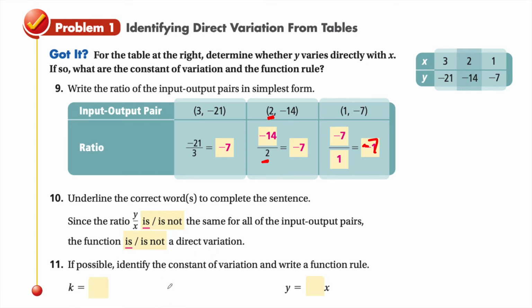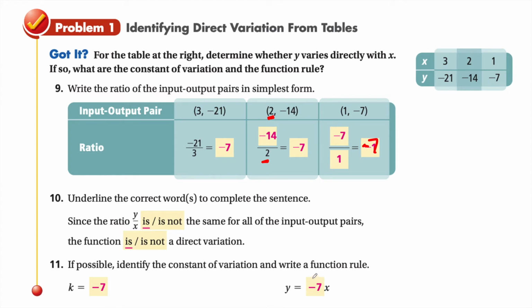If possible, identify the constant of variation and write the function rule. Since this is a direct variation, we can find the constant based off of the constant change that seems to be happening: negative 21 divided by 3 is negative 7, negative 14 over 2 is negative 7, and negative 7 divided by 1 is negative 7. So the constant of variation is negative 7, which means that the number we're multiplying by the x value will also be negative 7.